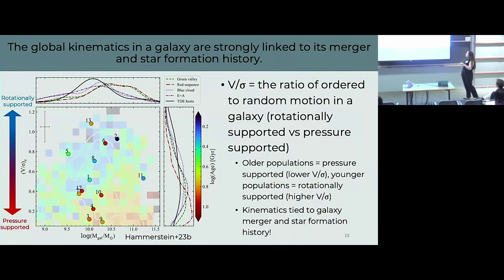There's also this correlation between the level of rotational support in a galaxy and the age of the stellar population. The correlation is such that more pressure-supported galaxies are going to have a lower V over sigma, and they're going to have older stellar populations, and younger stellar populations are going to be more rotationally supported. They're going to have a higher V over sigma. And this is linked to a galaxy's merger and star formation history.